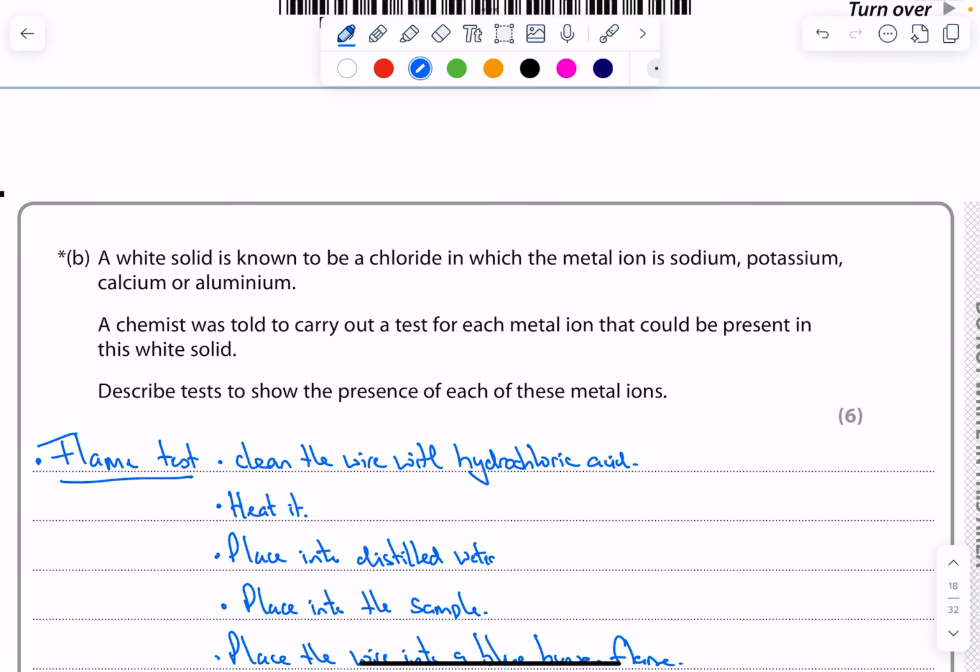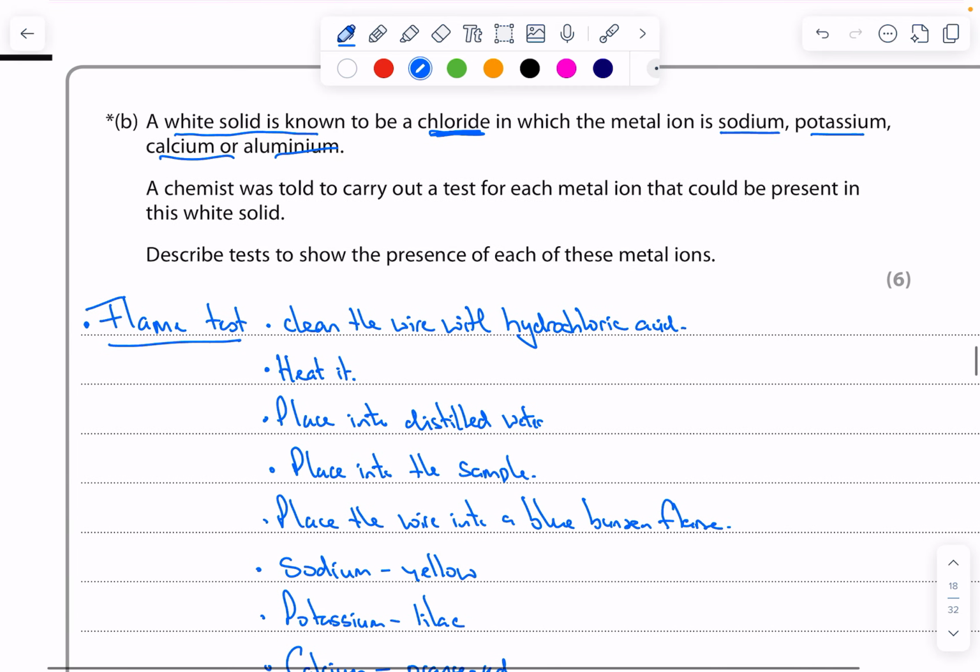Okay, this is a 6 marker, so I've prepared it already. I think it's easy to talk through when it's prepared. What we've got here is a solid. It's known that it contains a chloride, but they want us to identify which metal out of those 4 is going to be present. A chemist was taught to carry out a test for each metal to identify which is present. Describe the test to show which of these metals are present. So there's 2 tests we have to do.